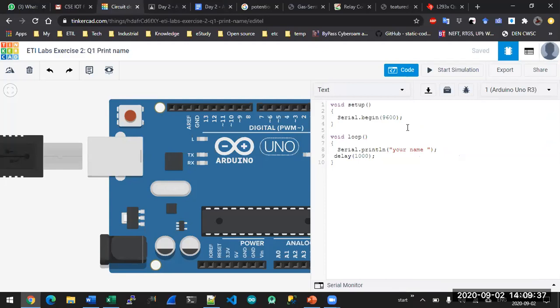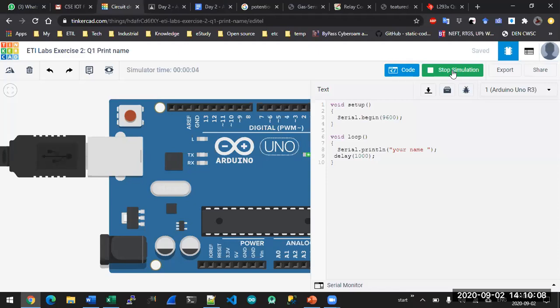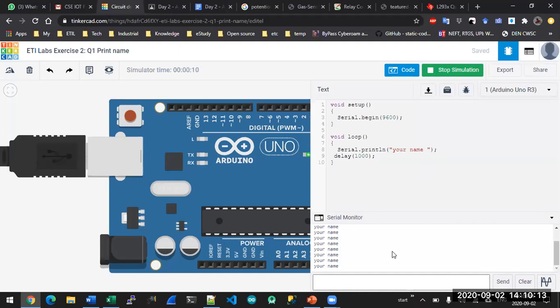So we have to put that in a loop, because that will be executed repeatedly. In the setup, we just define Serial.begin and the baud rate. Then in the loop, we just use Serial.println with whatever your name is, and then a delay of 1 second. I'm just simulating it. You can see it is printing whatever text we have given here.